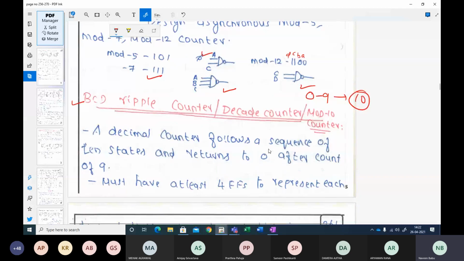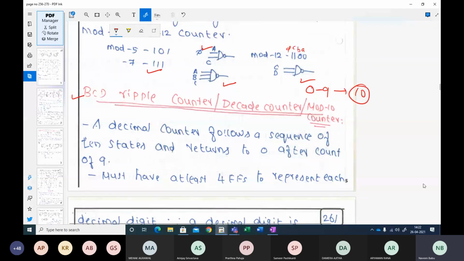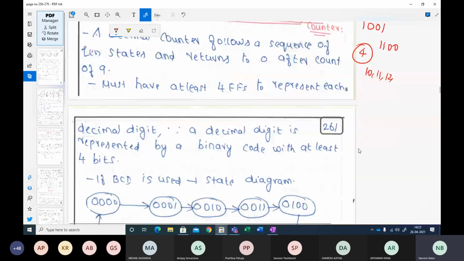Now, how do you implement this? Number one, we have to decide how many flip-flops you will require. If you need to count till 10, then you will require 4 flip-flops, and the unused states will be 10, 11, 12, 13, 14, 15. These are the unused states. So whenever we reach 1001, which means 9, and then 1100, we have to reset. We have to count till 9, and then at 10 we have to reset. Okay, so that is the logic.